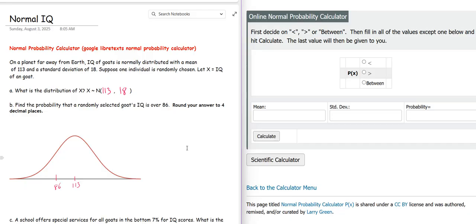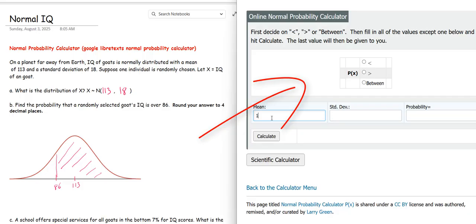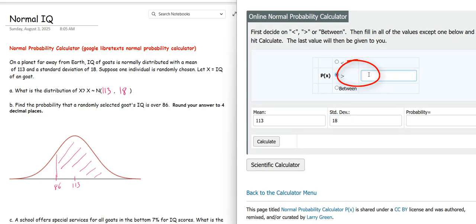And we want the probability that a goat's IQ is over 86. So we want the area to the right of 86 underneath our curve. So we jump over here to our online calculator and we put in the mean and the standard deviation, and we click the greater than button and put in 86.